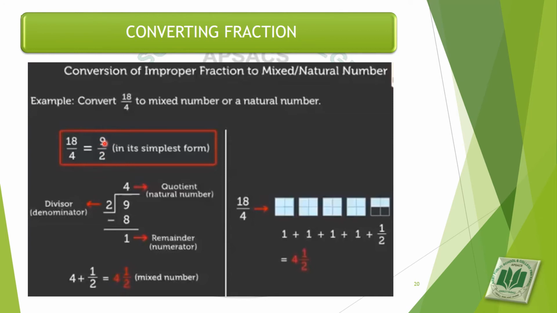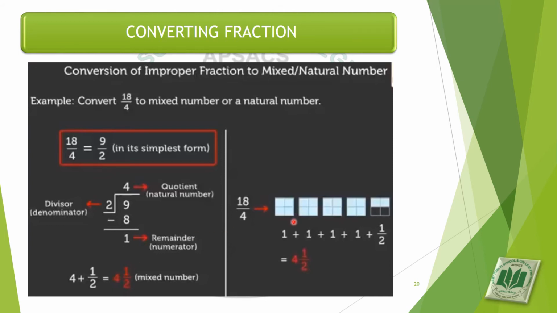Now from this 9 by 2 we will get our mixed number. When we divide 9 by 2 we get 4 as the quotient and 1 as the remainder. So now how will we write this in the form of a mixed number? We will write it here 4 whole plus 1 by 2, which forms a mixed number, that is 4 whole 1 by 2.